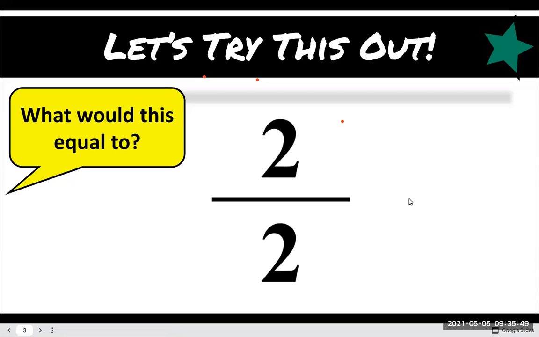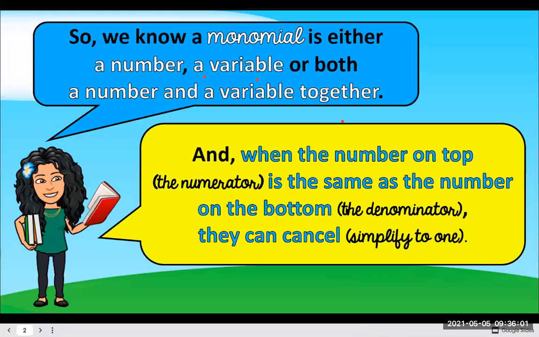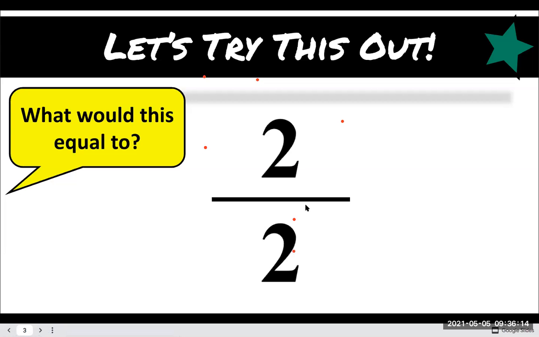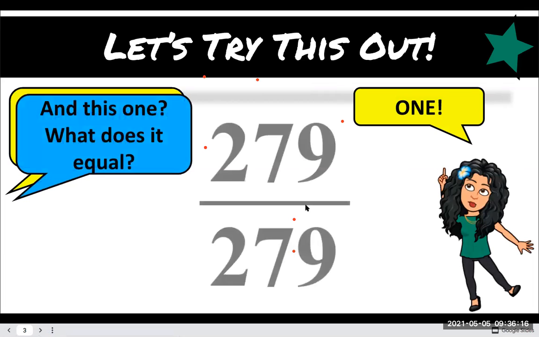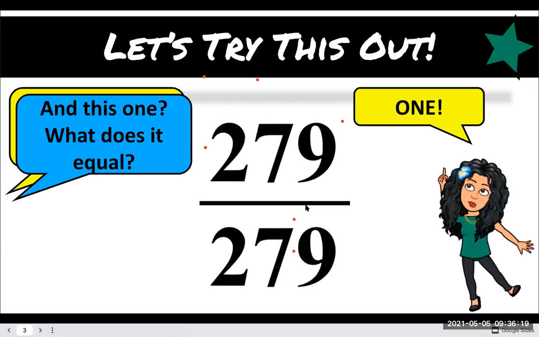So 2 divided by 2, because a fraction is basically division, 2 over 2 is going to be equal to what? Based on that rule which I just talked about. What's that going to be? 1. Okay, cool. So that's going to be 1. What about 279 over 279? It's going to be 1. Cool.